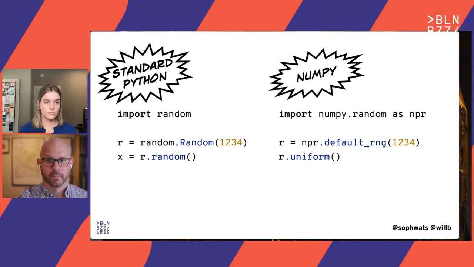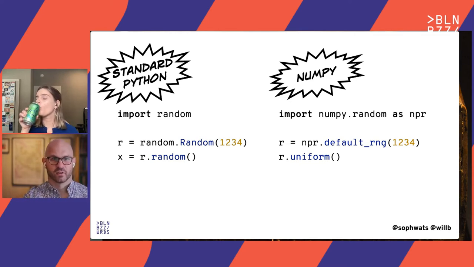So to get these, we'll use the Random class in the Python library or the Generator class in NumPy. And if you're still using NumPy 1.17, like we were earlier in our slides, you'll want to use RandomState instead.